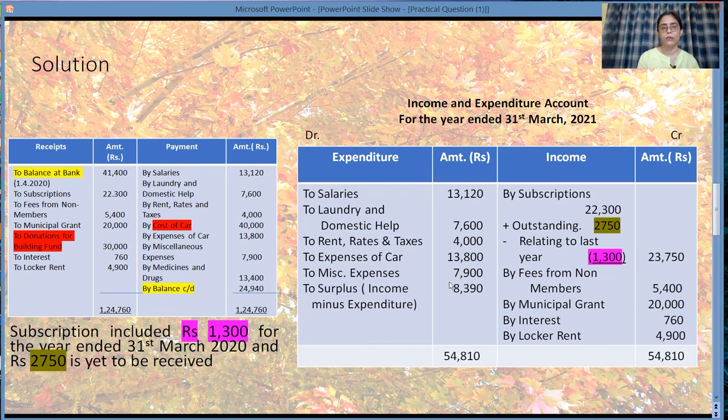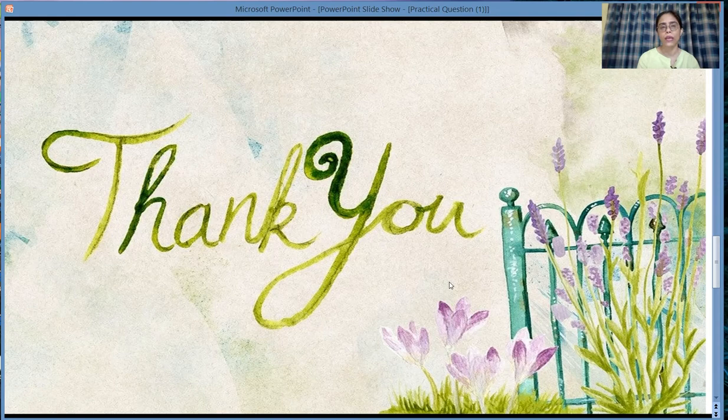So this being the first sum, it's a very simple one, just to get you acquainted with how to write an income and expenditure account, but the sums won't be so easy in your exams. We'll later discuss tougher adjustments and more kinds of adjustments. Okay, thank you. I hope you understood. At least you got a basic idea how to write up an income and expenditure account.